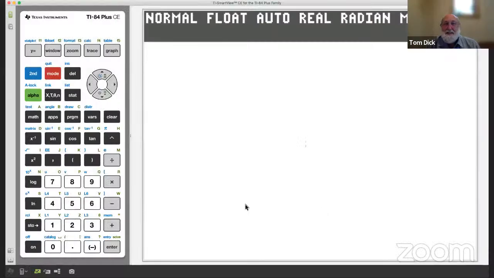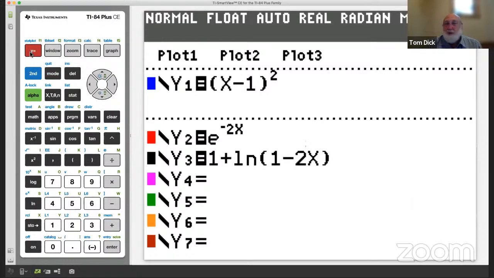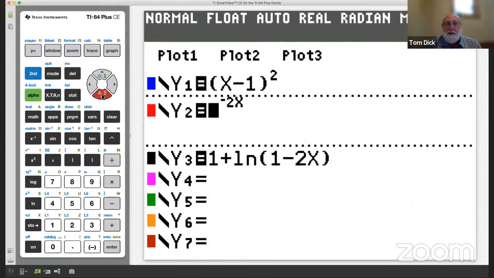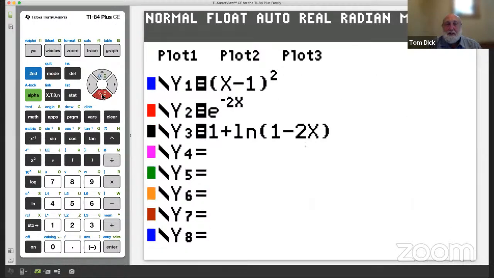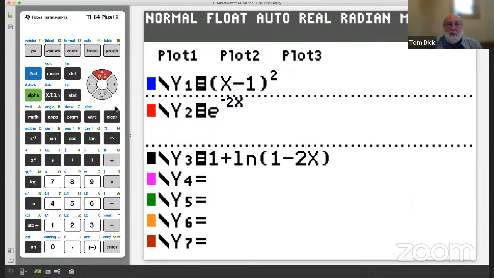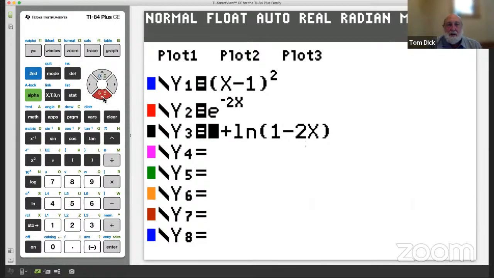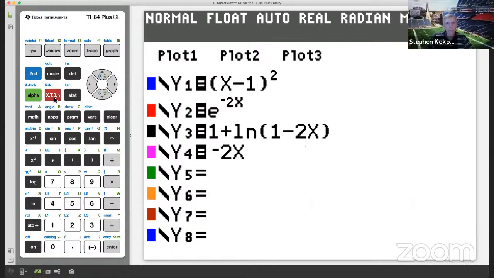All right. So here's the 84 again, and I'm going to go to y equals. And there are those three functions that Steve was talking about. I'm going to add a fourth one because of Steve's additional question that he posed. Let me get to Y4. I'm going to put the tangent line equation in there: negative 2x plus 1.